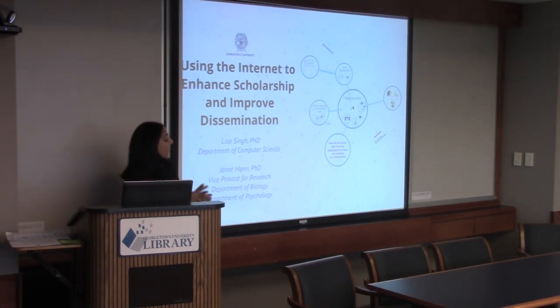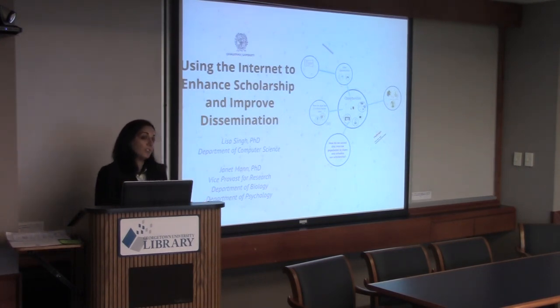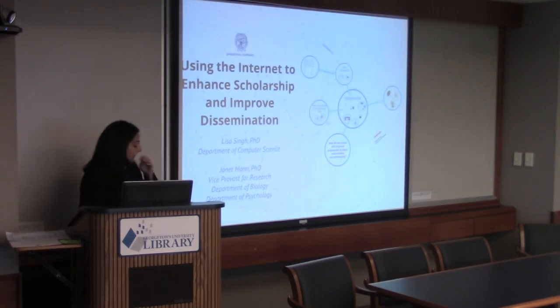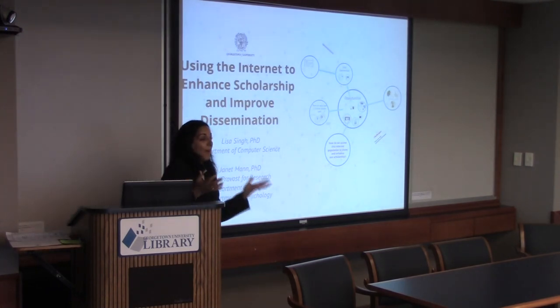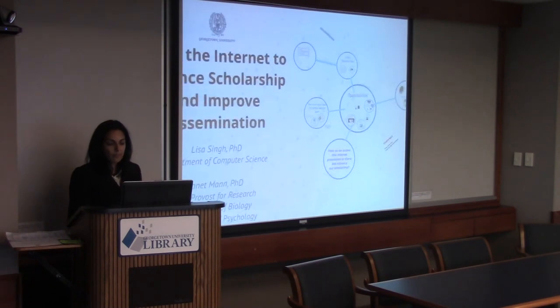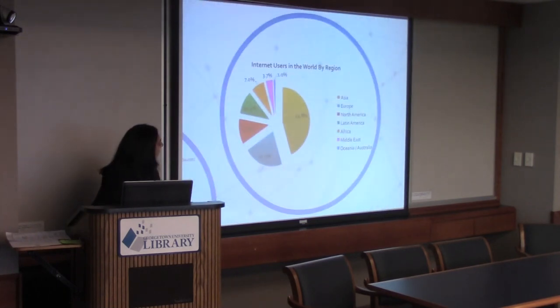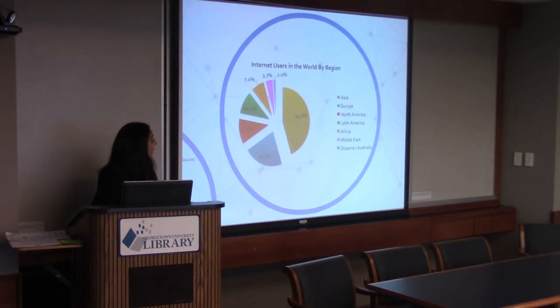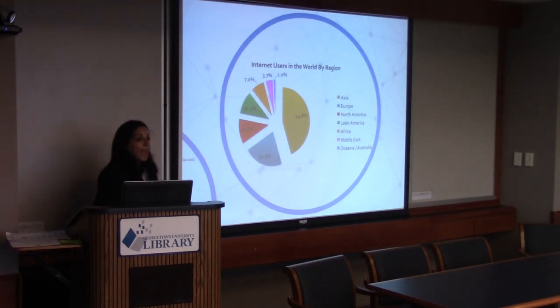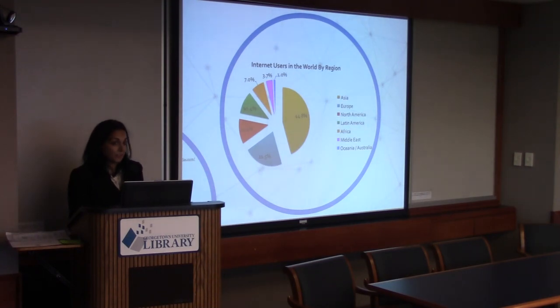Before I really get started about some of the opportunities and challenges associated with using the internet for scholarly dissemination, I would like to remind us about the value of the internet. There's more than 2.4 billion internet users. If we break that down a little bit, we have the majority of them in Asia, about 1 billion. We have the next set from Europe, about 500 million users. And then in the third spot is North America, with about 225 million users. So that's a huge population of users that are on the internet.